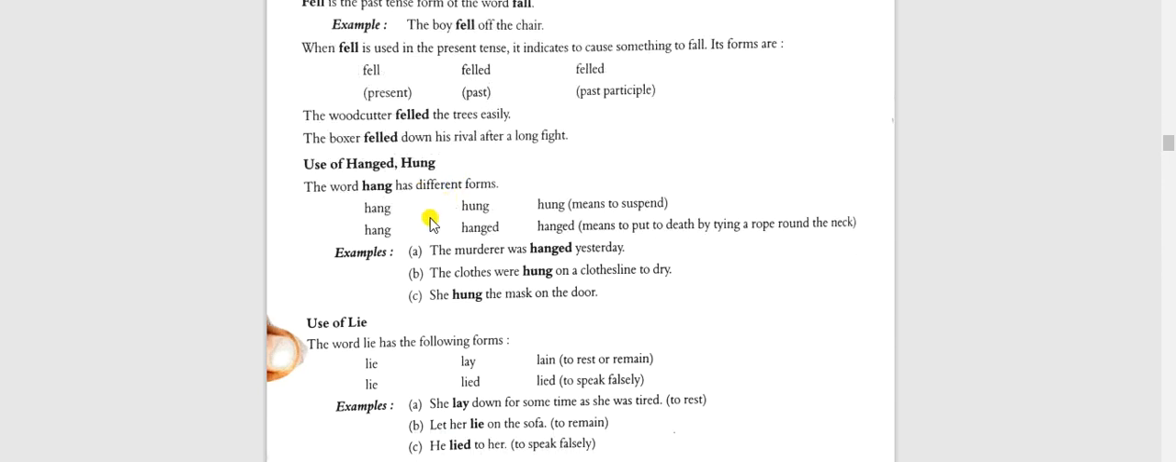Now the third one is use of hanged, hung. The word hang has different forms. Hang, hung, hung means to suspend.